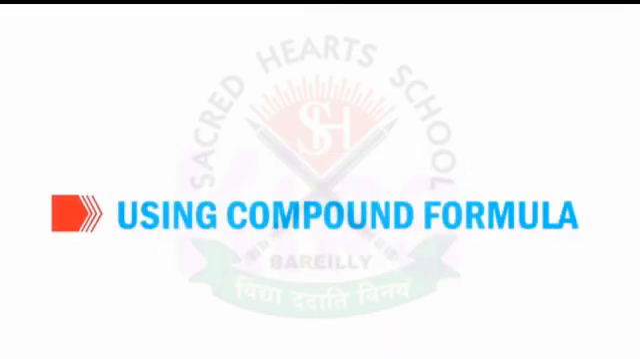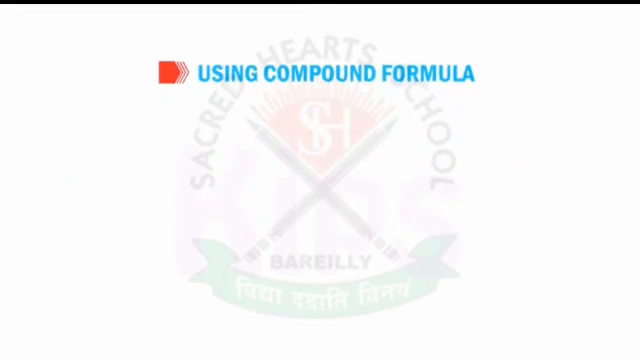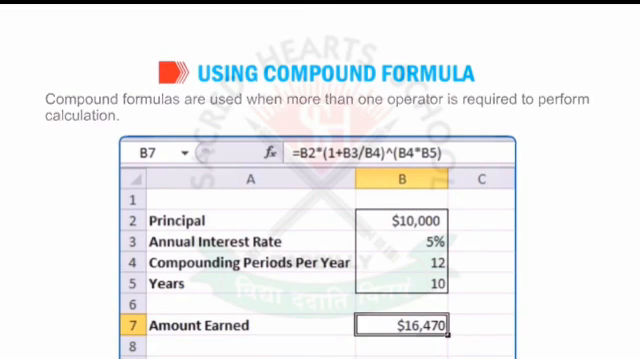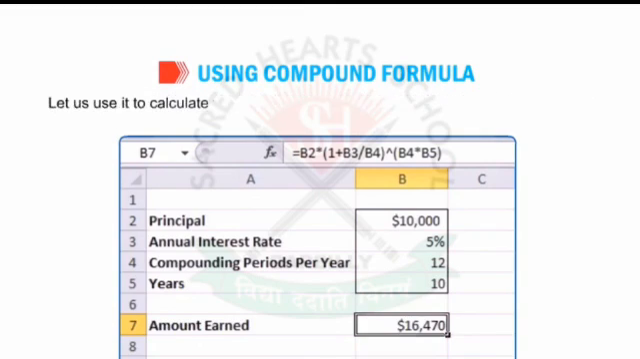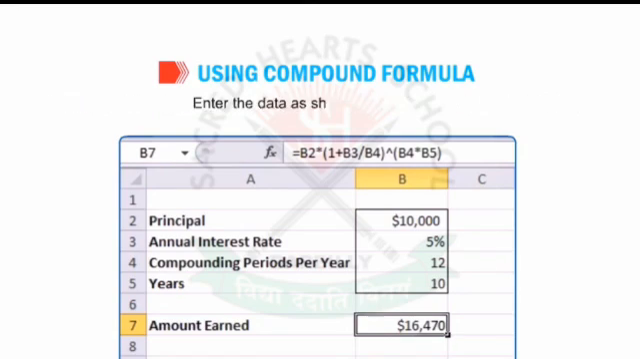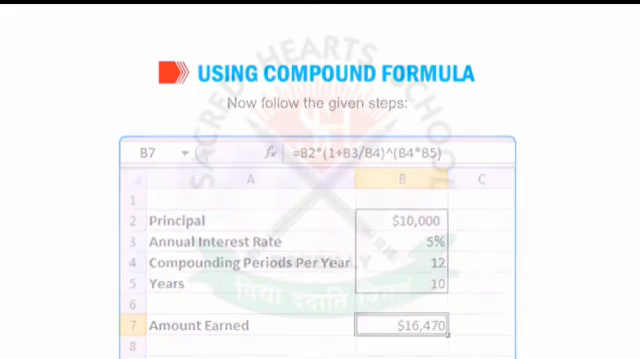Let us now learn how to use compound formulas. Compound formulas are used when more than one operator is required to perform a calculation. Let us use it to calculate the simple interest by using the formula equal to P into R into T by 100. Enter the data as shown in the figure. Now follow the given steps.